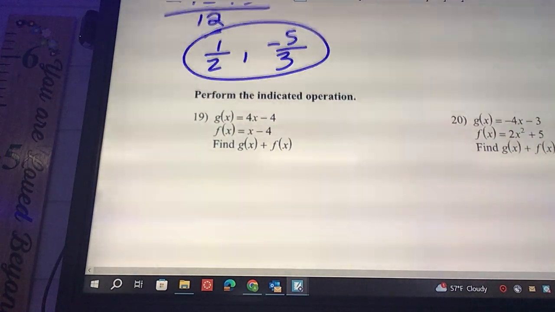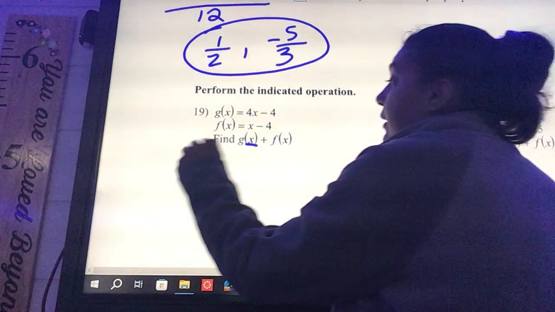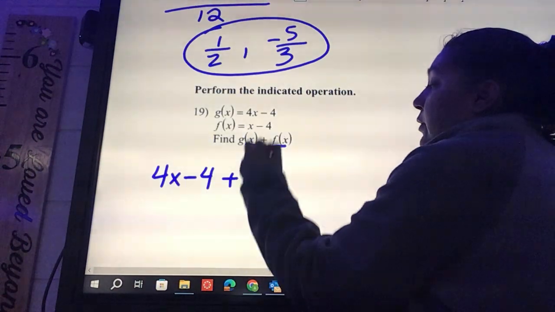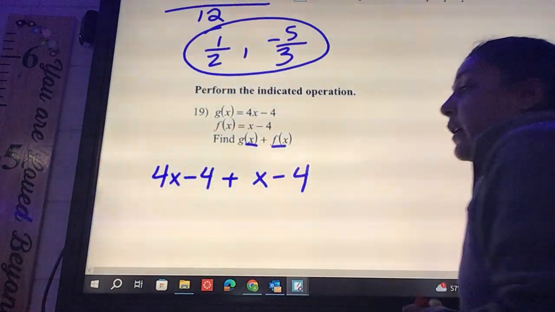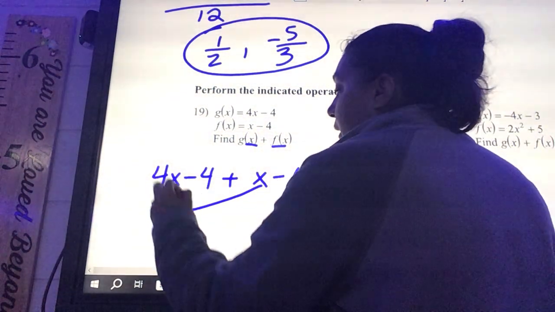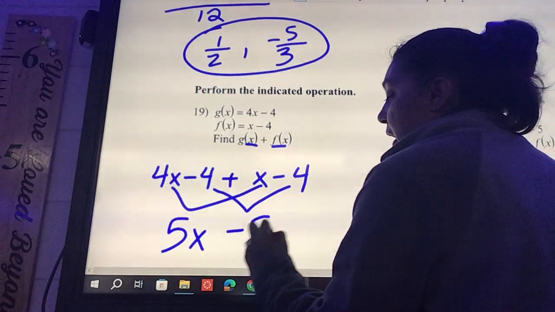Okay, 19 is adding functions essentially. So my g of x is 4x minus 4 plus my f of x, which is x minus 4. Okay, and then we just combine like terms. So 4 plus 1 is going to be 5x, and -4 and a -4 is going to be a -8.